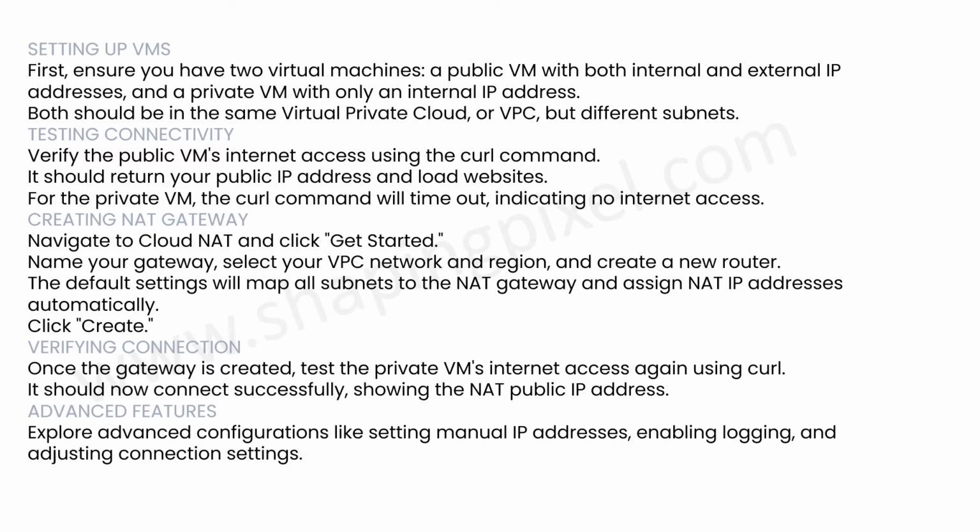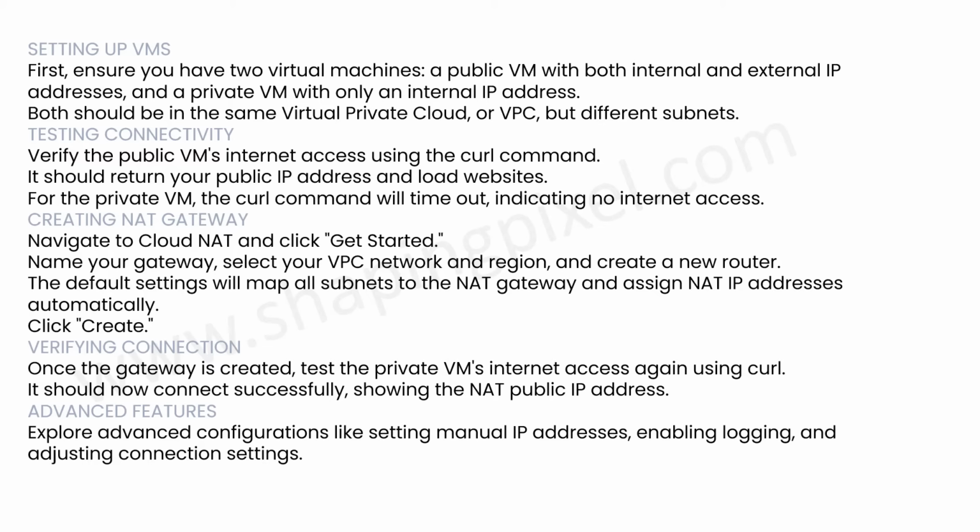Cloud NAT allows your private virtual machines to access the internet without exposing them to public IP addresses. Let's walk through setting it up. First, ensure you have two virtual machines: a public VM with both internal and external IP addresses, and a private VM with only an internal IP address. Both should be in the same virtual private cloud, or VPC, but different subnets.